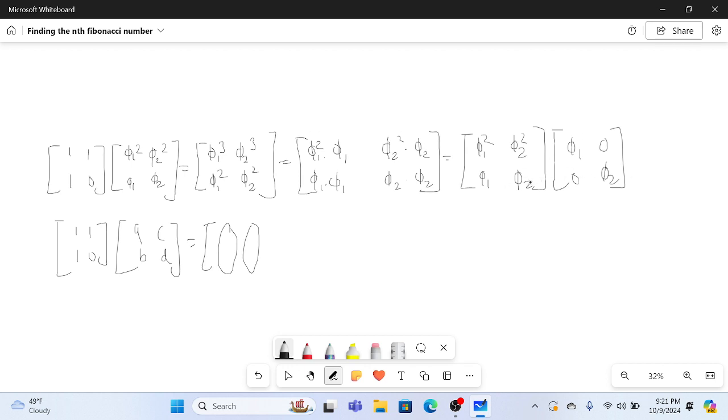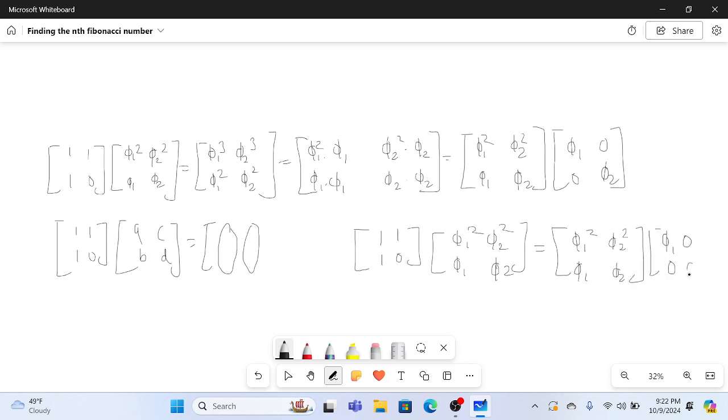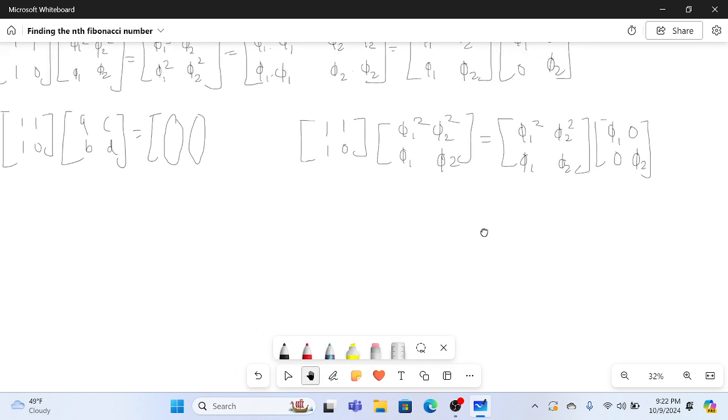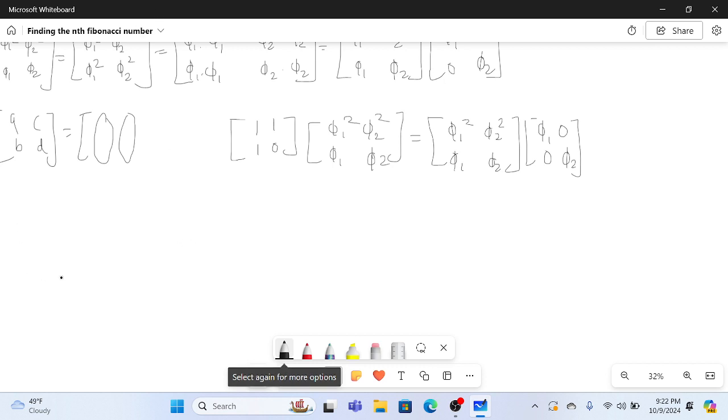Now after you are able to understand up to this step, what we will do is, we have got some amazing result. You see, we have got that 1 1 1 0 times phi 1 square, phi 1, phi 2 square, phi 2 is equal to phi 1 square, phi 1, phi 2 square, phi 2 times phi 1 0 0 phi 2, right? Now what we can do is, I think you know that, let's say if I have a b c d, if I multiply the right end of both, I can multiply by the same thing at the same end of both products, right?